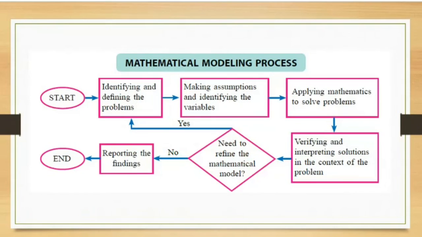In conclusion, the mathematical modeling process consists of 6 components. Start with identifying and defining the problems, making assumptions and identifying the variables, and then applying mathematics to solve problems. Fourth, verifying and interpreting solutions in the context of the problem. If needed, refine the mathematical model and repeat the steps from identifying and defining the problems. If not, report the findings, and this will answer the question.